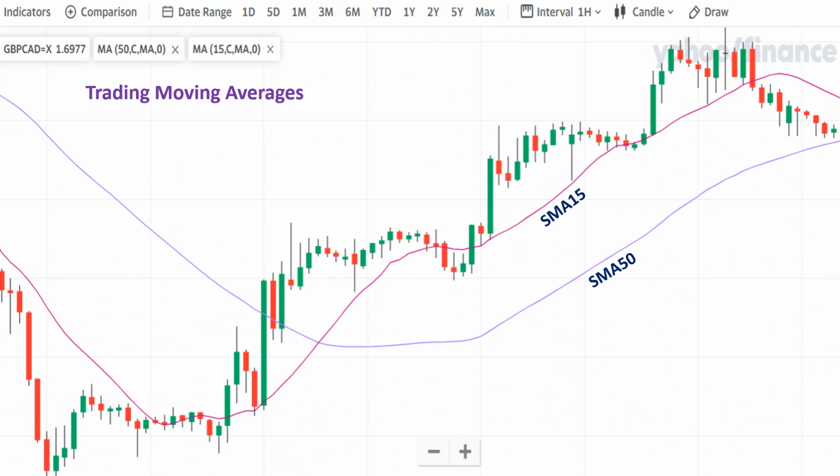In this example, I'm focusing on the British pound Canadian dollar currency pair on an H1 time frame. I'll illustrate the diverse applications of moving averages as discussed in previous slides. I'm utilizing a 15-day and a 50-day moving average as depicted in the graph.